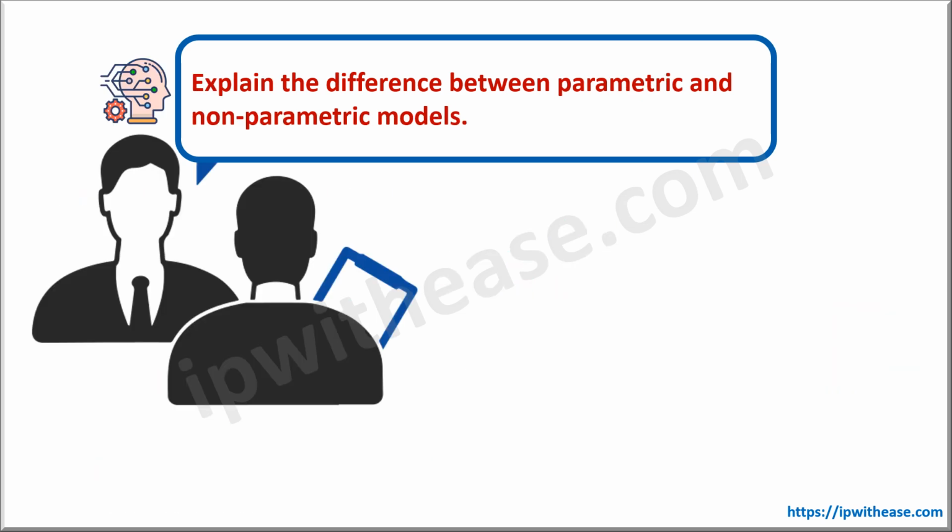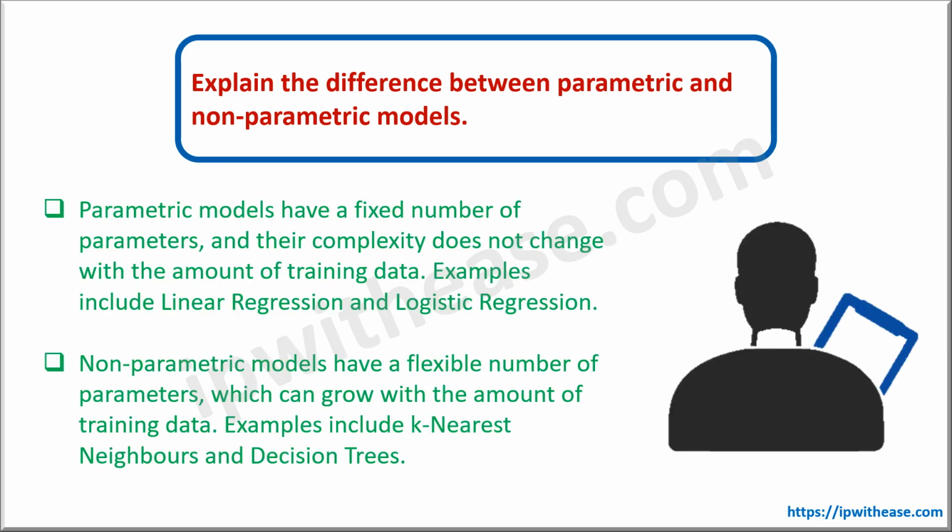Alright, explain the difference between parametric and non-parametric models. Parametric models have a fixed number of parameters and their complexity doesn't change with the amount of training data. Some examples like linear regression and logistic regression come under parametric models. Non-parametric models have a flexible number of parameters which can grow with the amount of training data. The examples include decision trees.